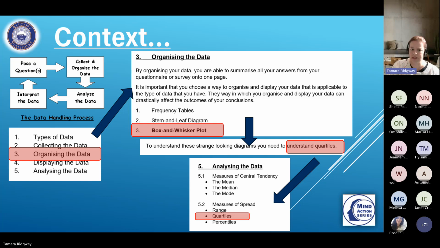Not only that, in order to understand the box and whisker plot, you need to understand quartiles. Well, where do quartiles fit in? Quartiles fit in when you're analyzing the data, under measures of spread. When we're analyzing the data, we have 2 different analytical tools. We can use the measures of central tendency, which we all know is mean, median, and mode, or we can use the measures of spread. And the measures of spread are the range, the quartiles, and the percentiles.